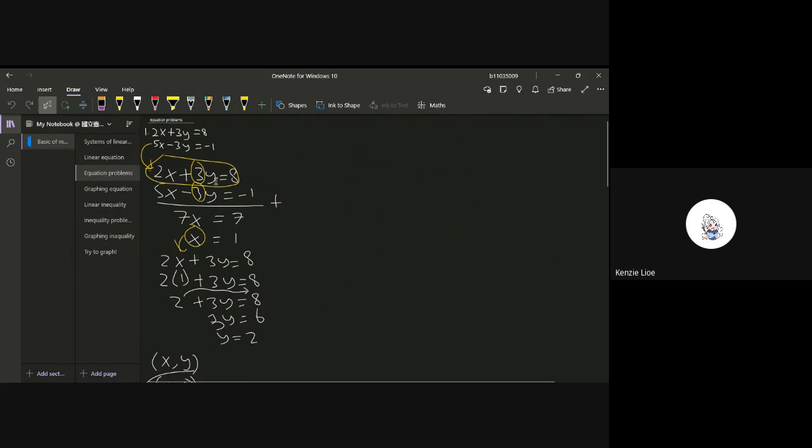So for this one, I use the elimination method. So basically for the elimination method, you want to choose whether you want to eliminate the y first or the x first. And for this case, I choose to eliminate the y first, and then I get the x. After I get the x, I can substitute the x, and I can get the y.